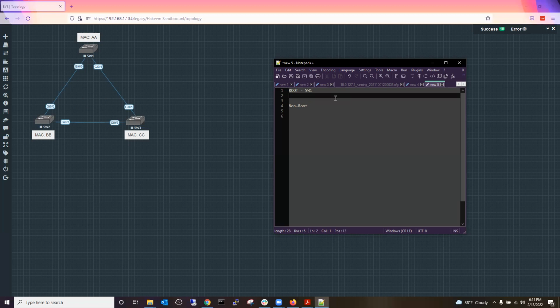and roles on gigabit 0/0 and gigabit 0/1? 0/0 and 0/1 should both be designated forwarding. Why? Because it's the root bridge, and all of the ports on the root bridge are designated forwarding. That's not telling me why. Okay, because, all right, so that's the root.